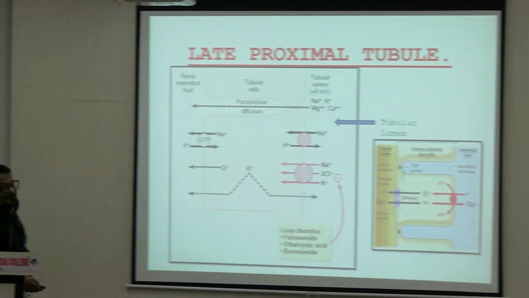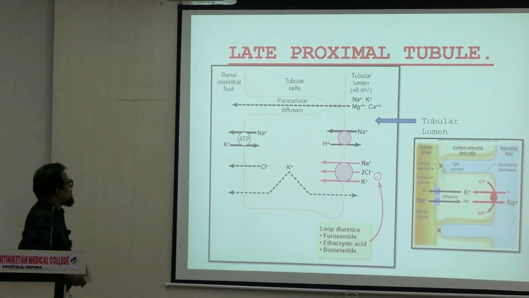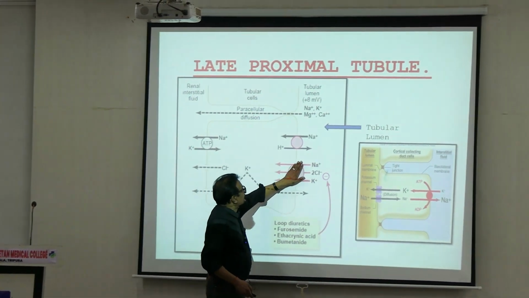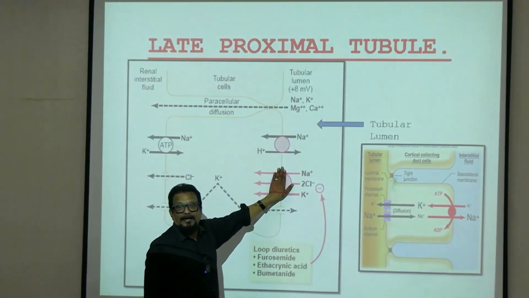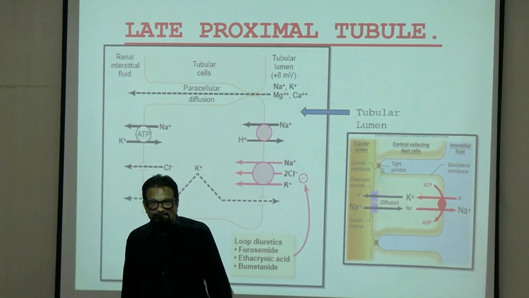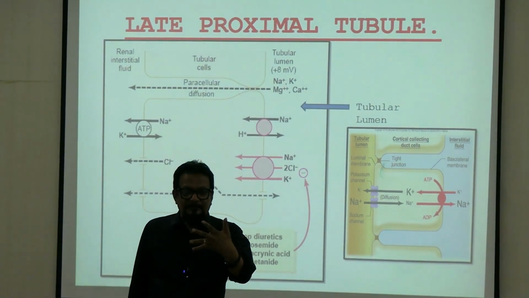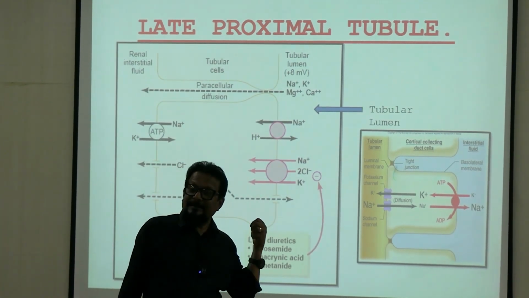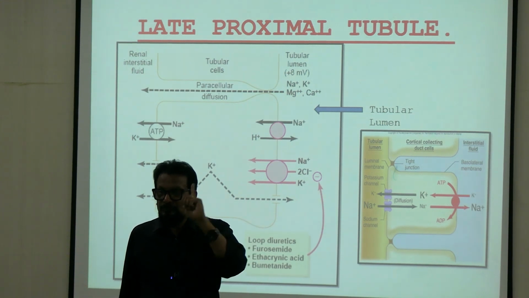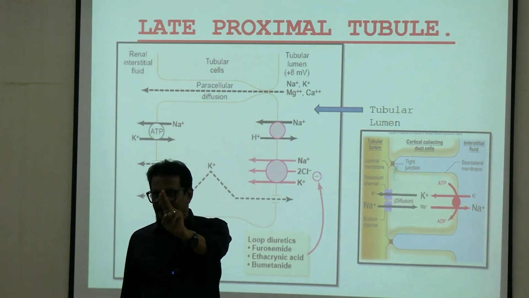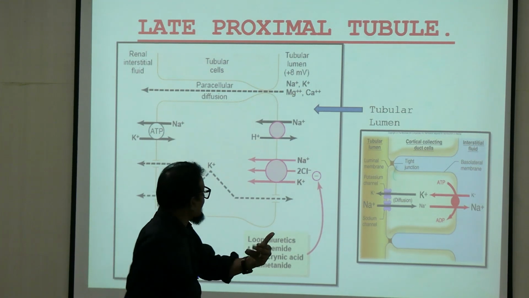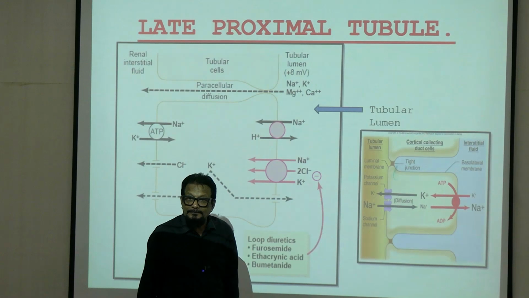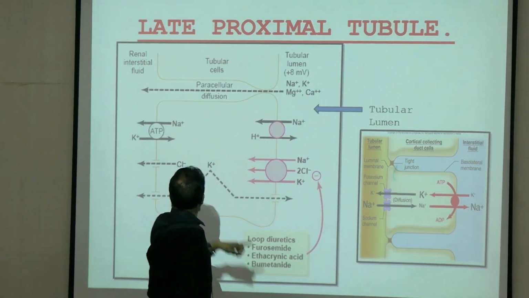Now the late part of the proximal tubule. What is happening? Here in the late part, the co-transporter is different. Three electrolytes can enter within the epithelial cell. What are these? Sodium, potassium and 2 chloride. They can enter through this. How will they enter? Where is the energy?